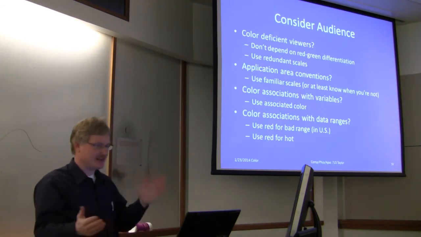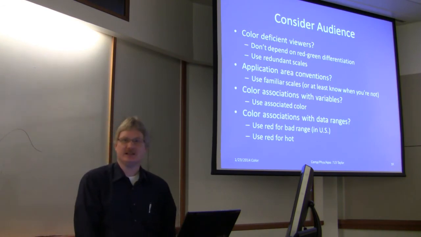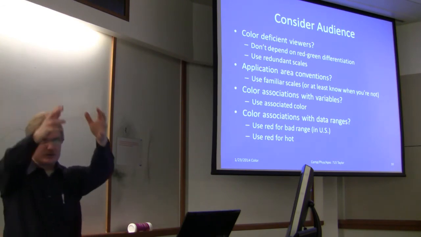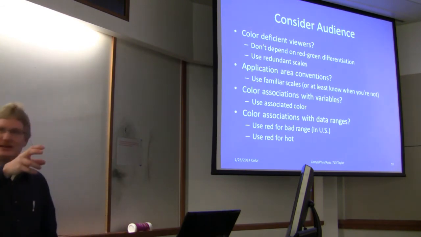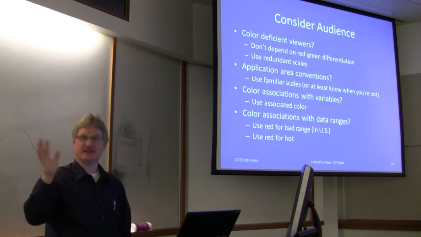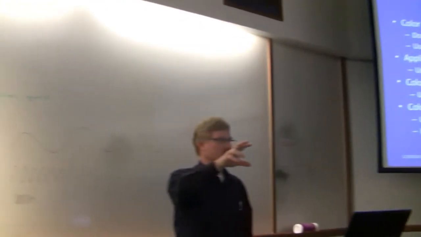All right. If you're going to have potential color deficient viewers, you don't want to depend on the red-green differentiation. When I was growing up, stoplights always were vertical, and the green light always had a little bit of blue in it. So if you were red-green colorblind, it didn't matter, because you knew the green was on the bottom, the red was on the top, and they were a slightly different color anyway.